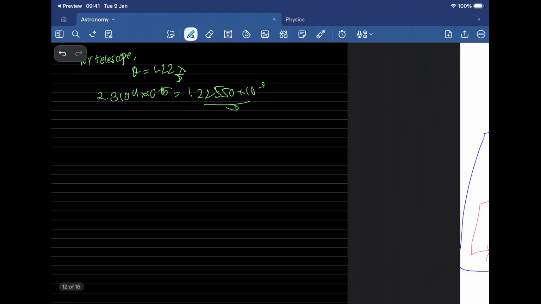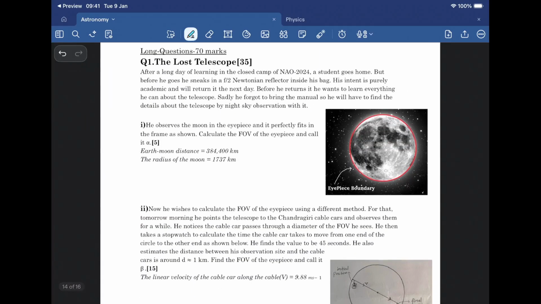Kind of an easy question. So the last telescope, oh, fits perfectly in the frame zone. Okay.